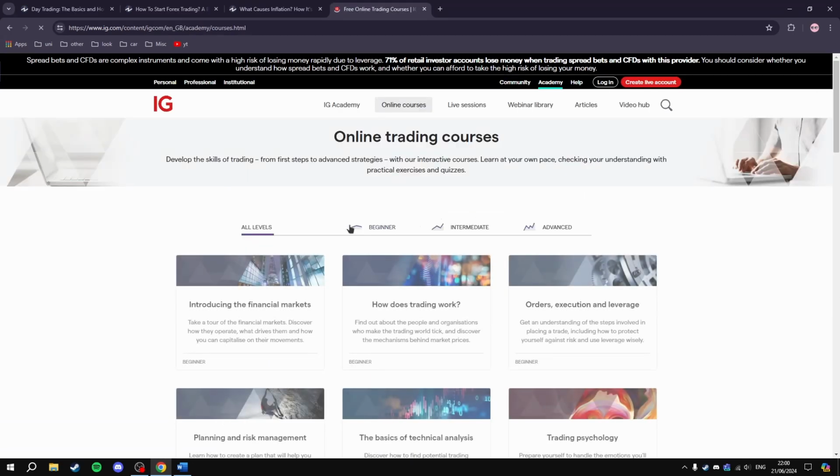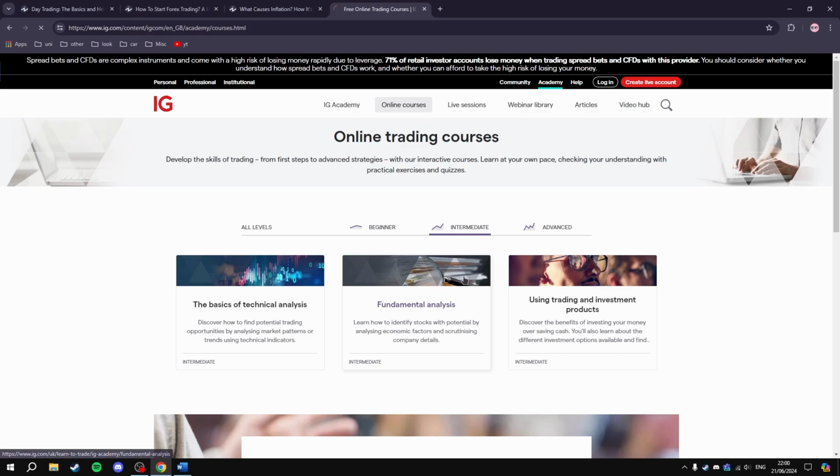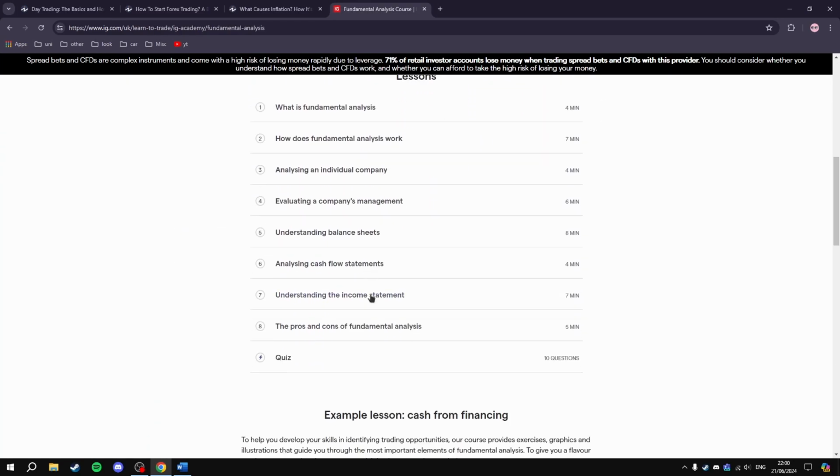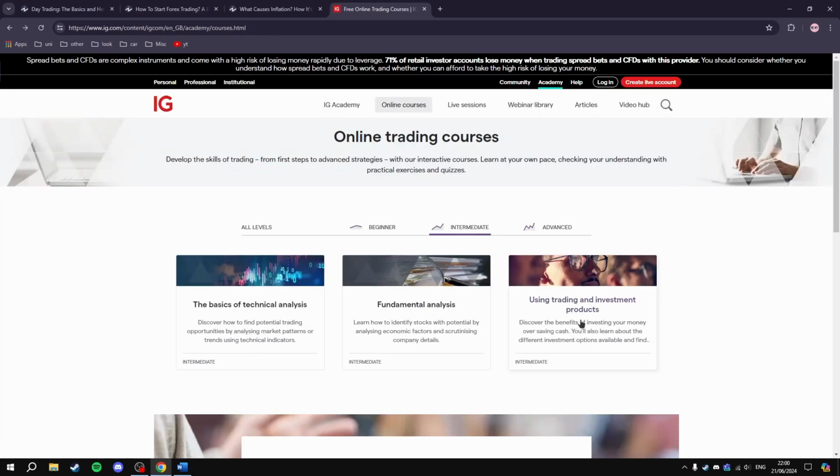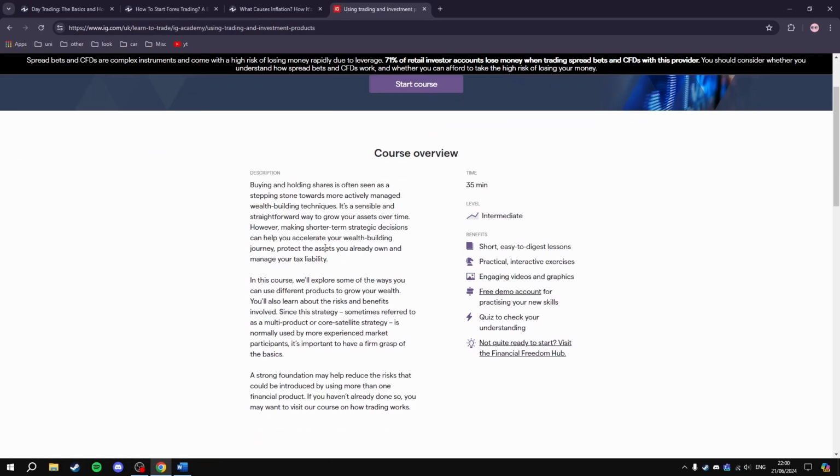Cool, so that was fundamental analysis done. Now we're on to using trading and investment products. Buying and holding shares is often seen as a stepping stone towards more actively managed wealth building techniques. It's a sensible and straightforward way to grow your assets over time. However, making shorter term strategic decisions can help you accelerate your wealth building journey, protect the assets you already own and manage your tax liability.